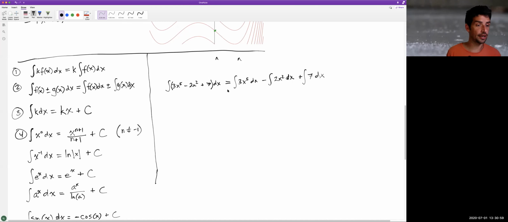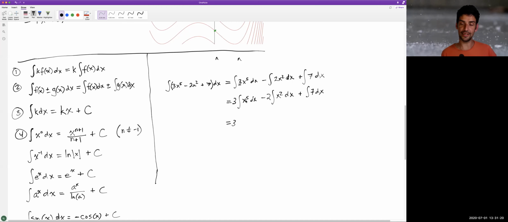Now I'm going to use rule 1 that tells me if I have a constant times a function, I can bring the constant out front. I'll use it again here to slide that 2 out front. And I'll leave the 7 alone for now. All right, now I've got the antiderivative of x to the 5th dx. Looking at rule 4, this is a power of x where it's not the power of -1. So the antiderivative is x to the 5 plus 1 over 6, divided by 5 plus 1, or 6.